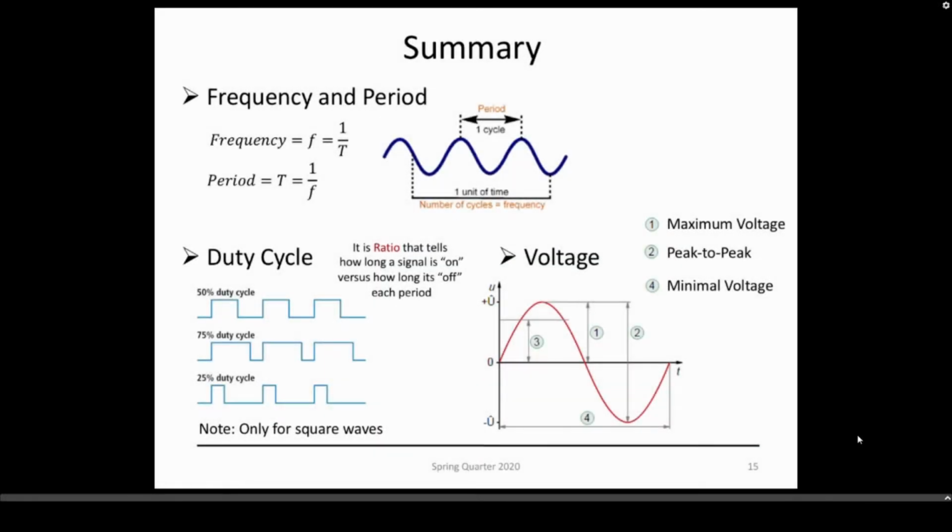In the first part of this video, we covered some typical waveforms and extracted parameters out of those signals. We extracted information such as period and frequency, so time information, as well as duty cycle, which is a ratio, a percentage. And then we extracted information from the y-axis: maximum voltage, voltage peak to peak, and minimum voltage.